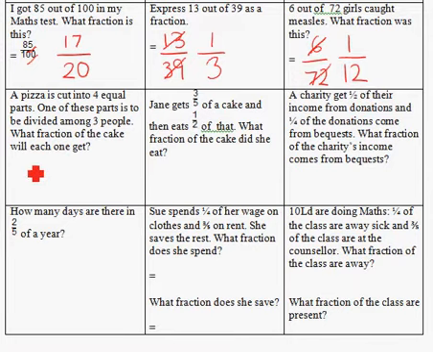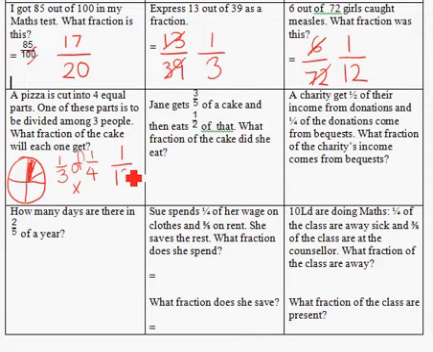A pizza is cut into 4 equal parts. We just do a quick diagram. One of these parts is to be divided among 3 people. What fraction of the cake will each get? So each person will get 1/3 of 1/4. Now I can see that that's going to be 1/12 of the whole cake. Of is the same operation as times, and when we multiply fractions, 1 times 1 is 1, 3 times 4 is 12, 1/12.